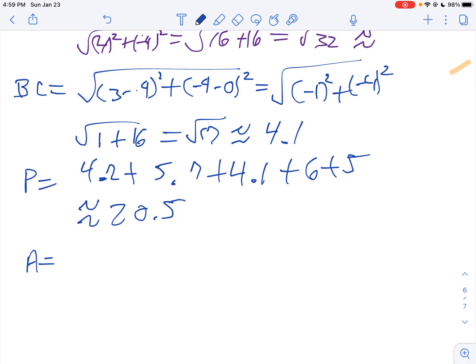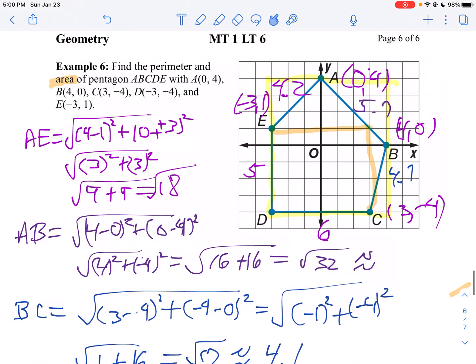Now I know the area of a triangle is 1/2 base times height. Now I'm going to go back here. I'm going to find the base and the height. Remember, base and height are at 90-degree angles from each other. So my base, I'm just going to count across here. My orange is going to be my base for my top triangle. So I'm going to say 1, 2, 3, 4, 5, 6. So my base is 6.